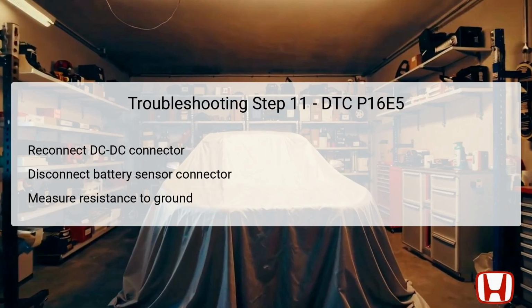In this 11th step, reconnect the DC-DC converter connector A and disconnect the 12-volt battery sensor connector to investigate any potential wiring issues further. Measure the resistance between test points again to ensure the health of the connection line. This measurement is taken to check if the resistance is 1 megaohm or higher, which is critical for ensuring a solid circuit. If the resistance passes, it may require moving forward to further steps.